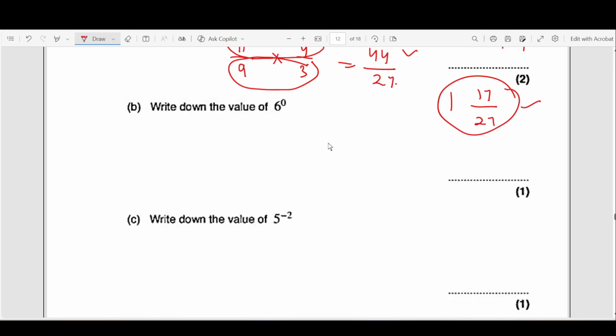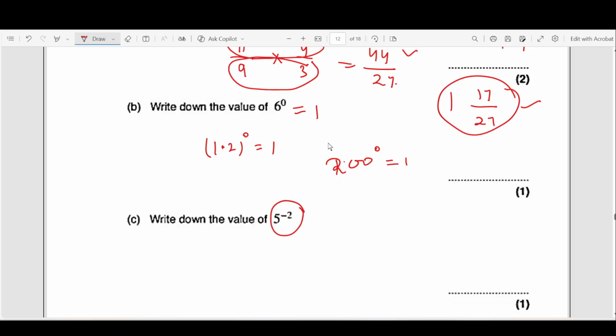Next is write down the value of 6 raised to the power 0. Anything raised to the power 0 is always 1. Even if you have 1 million, or let's suppose 200 to the power 0, it is 1. Even if you have 1.2 to the power 0, that is also 1. Okay. Write down the value of this.